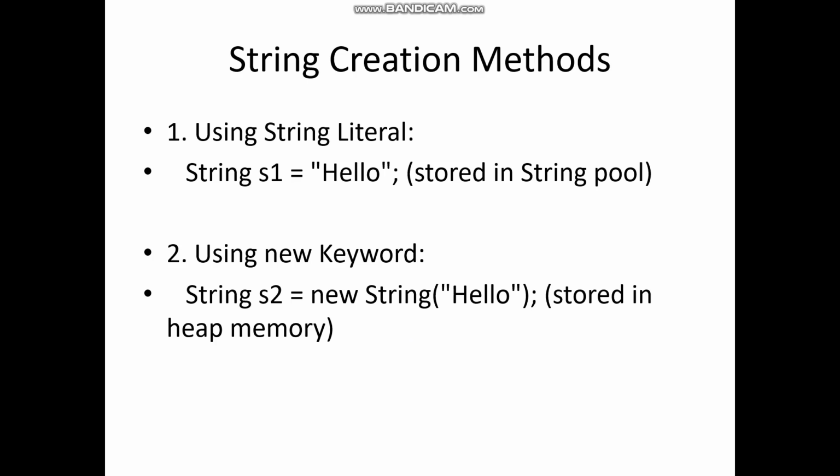Next, the string creation methods. Here we have two ways to create strings. The first one is using a string literal. Whenever there are double quotes, that string is called a string literal. String s1 = "Hello". s1 is the string variable, and the data is Hello.